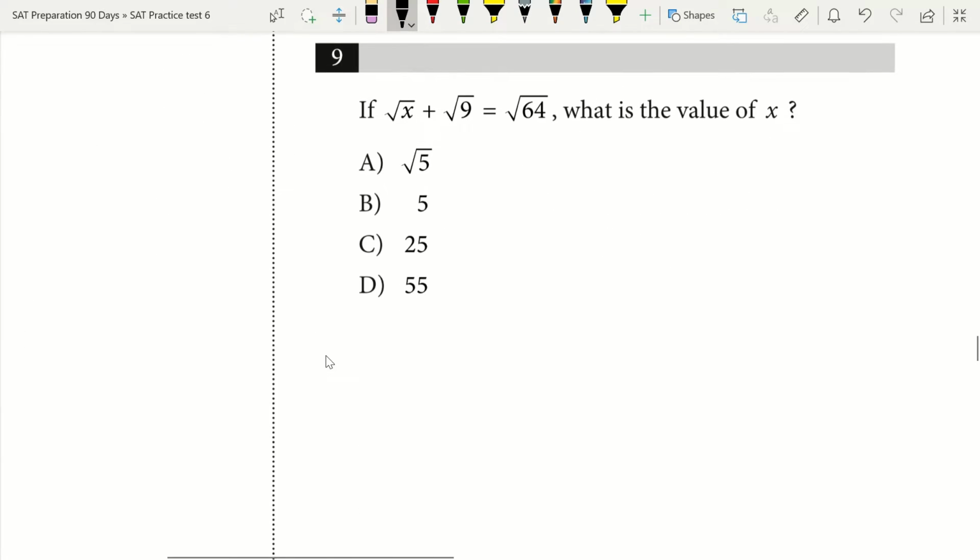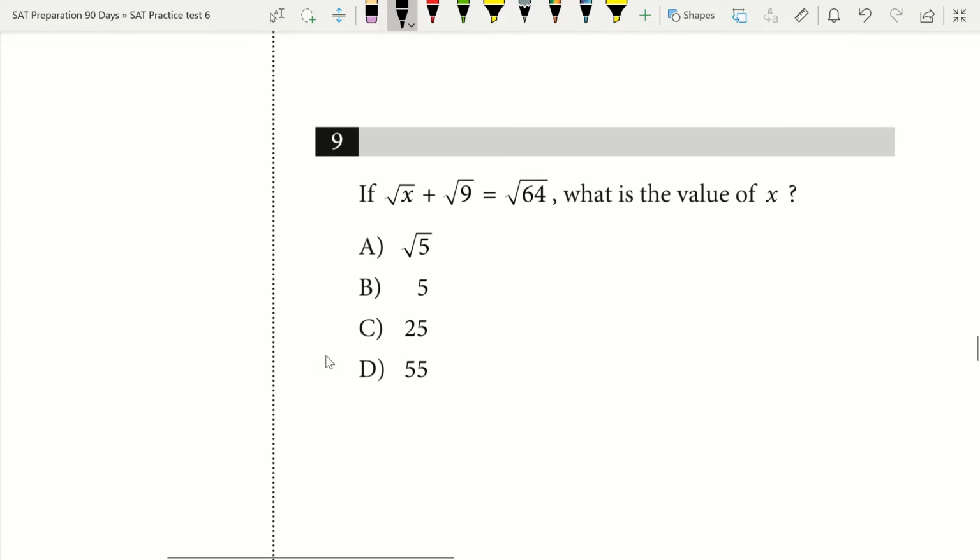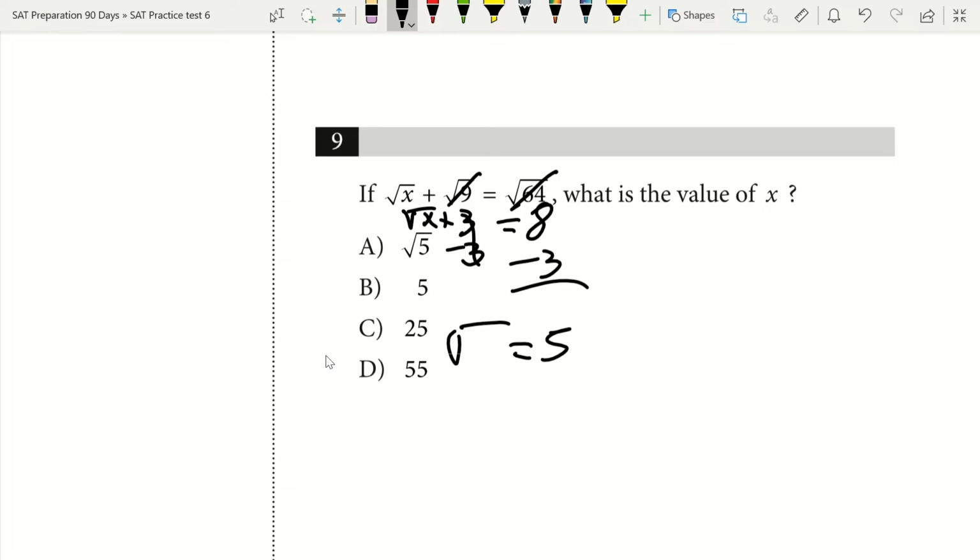Okay, number 9. We've got if the root of x plus the root of 9 equals root 64, what's the value of x? Okay, root 9 is 3, root 64 is 8, so I've got root x plus 3 equals 8. I'm going to subtract 3 from each side. Now I've got 5 equals square root of x. I know that I'd square each side. 5 squared is 25, so my answer there is going to be C. So C will be my answer for 9.